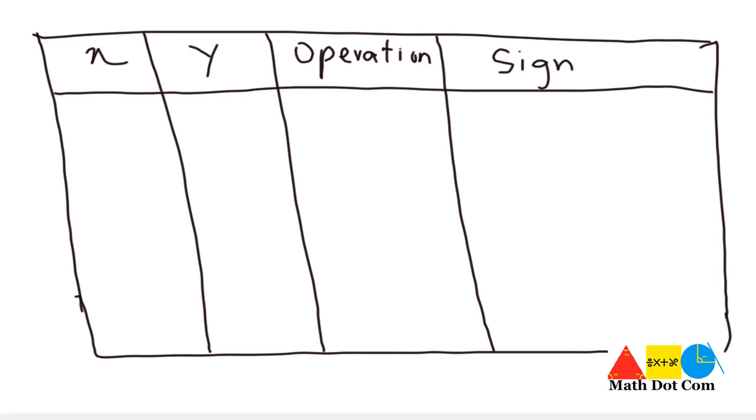If we have plus 4 and plus 5, what operation will be performed? It will be plus 4 plus 5 equals plus 9. It means the operation is addition. You have to perform the addition, and the sign will be plus 9.